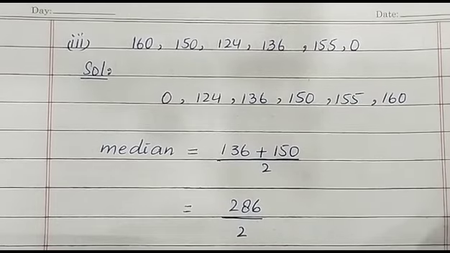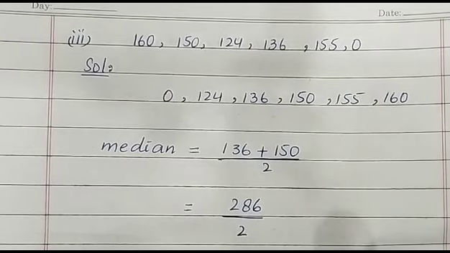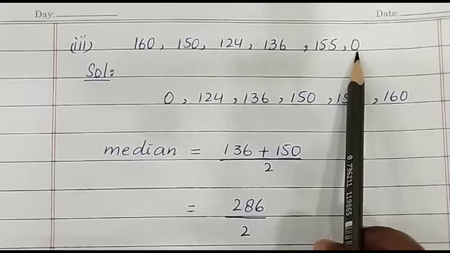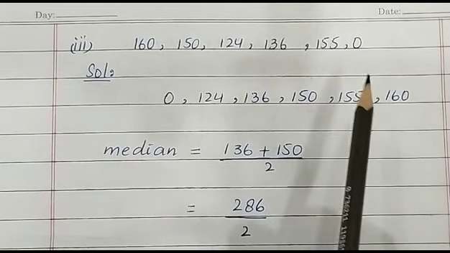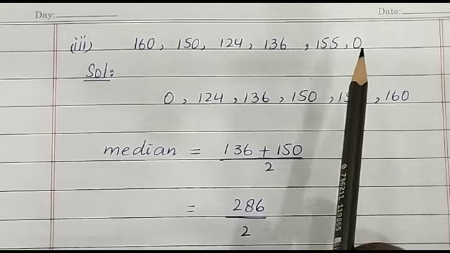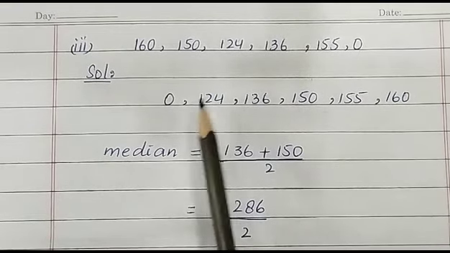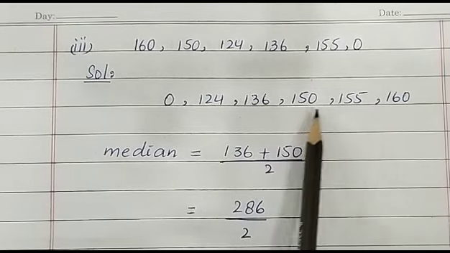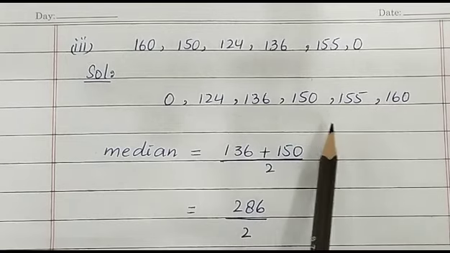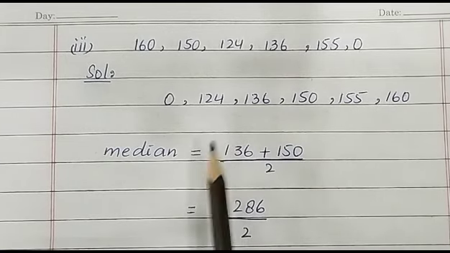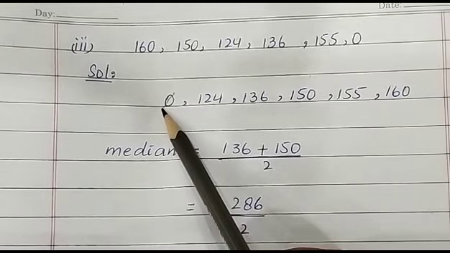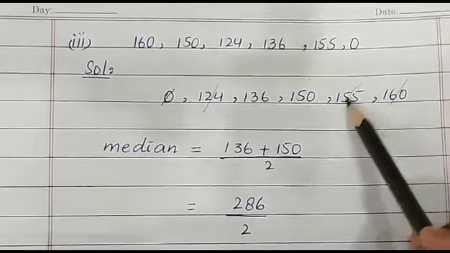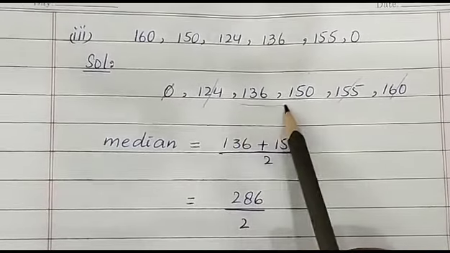Now I am going to move towards part 3. Part 3 is a set of data that contains an even number of quantities: 1 2 3 4 5 6. So you are going to find the median of this data as well. What is the first step? You are going to arrange this data. I have also arranged this data in ascending order. First 0, then the next quantity 124, then 136, 150, 155 and 160. Now I'm going to cut the values from left to right again. One quantity from the left, one quantity from the right, then again one quantity from the left and one quantity from the right. So here in the middle there are two quantities.